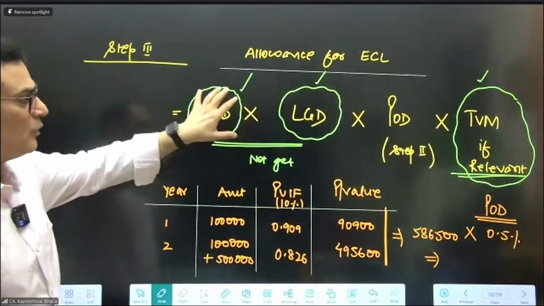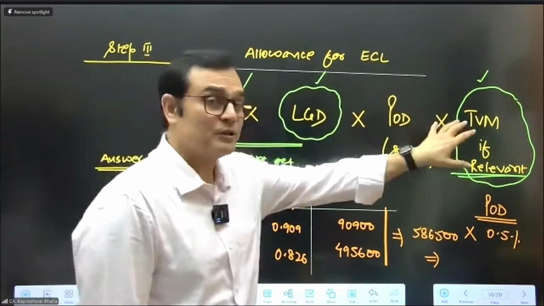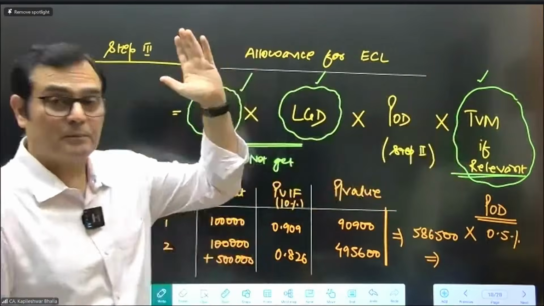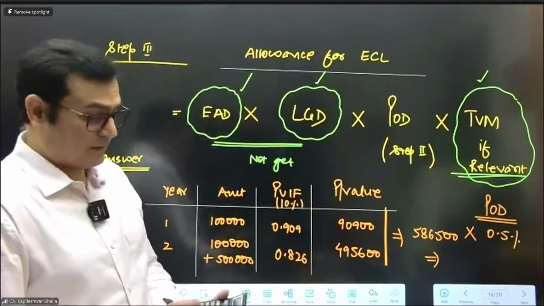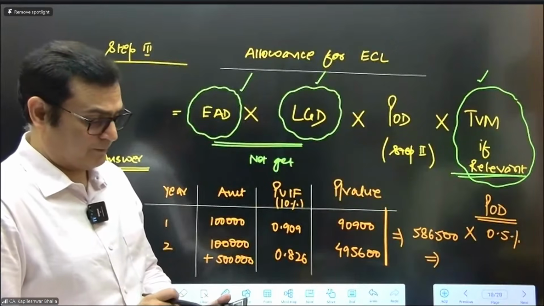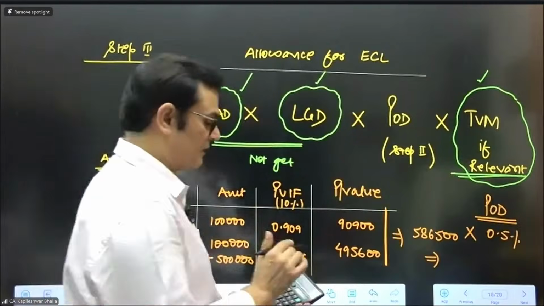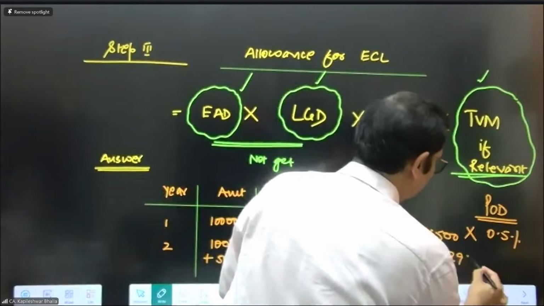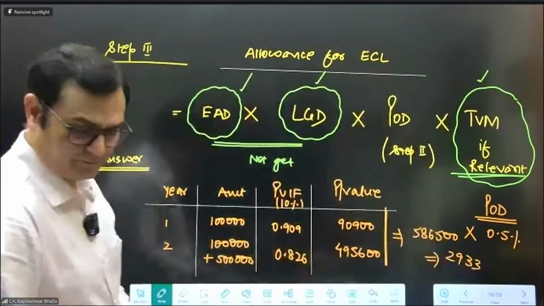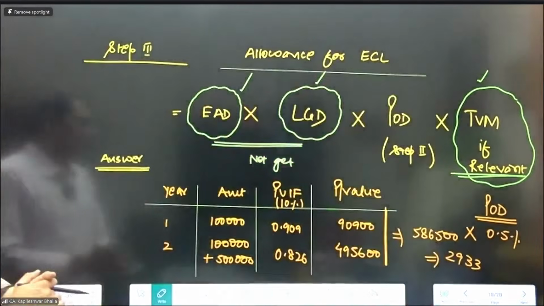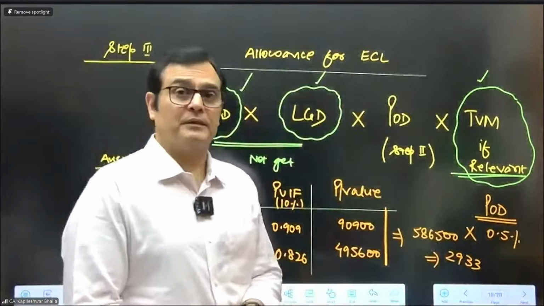This means what you will not get discounted to time value money, and then multiply with the POD. So this comes to 586,500 at the rate of 0.5%. This is around 2,933. Right, so my special issue with reference to impairment is done.